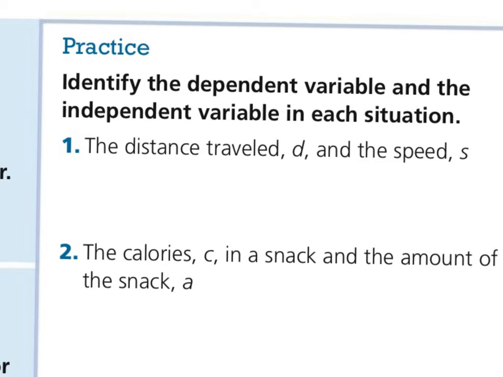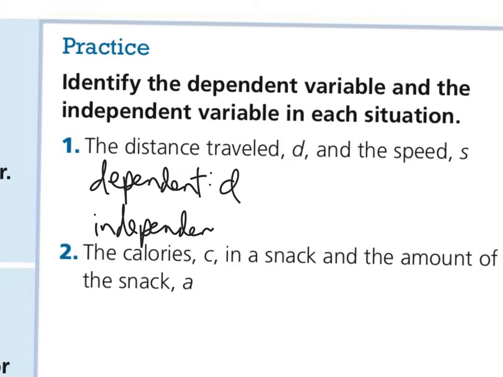So distance traveled and speed. So does the distance you travel depend on your speed, or does your speed depend on the distance you traveled? So for this one, dependent is going to be D, and independent is going to be S, because the distance you go depends on how fast you're going, is a way of looking at that.